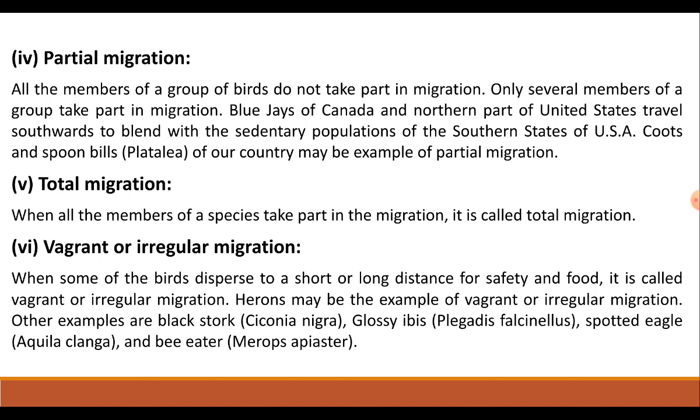Vagrant or irregular migration means when some of the birds disperse to a short or long distance for safety and food, it is called vagrant or irregular migration. Examples, herons can be given as an example of vagrant or irregular migration, and other examples are the black stork, glossy ibis, spotted eagle and bee eater can be given as the best examples for vagrant or irregular migration.